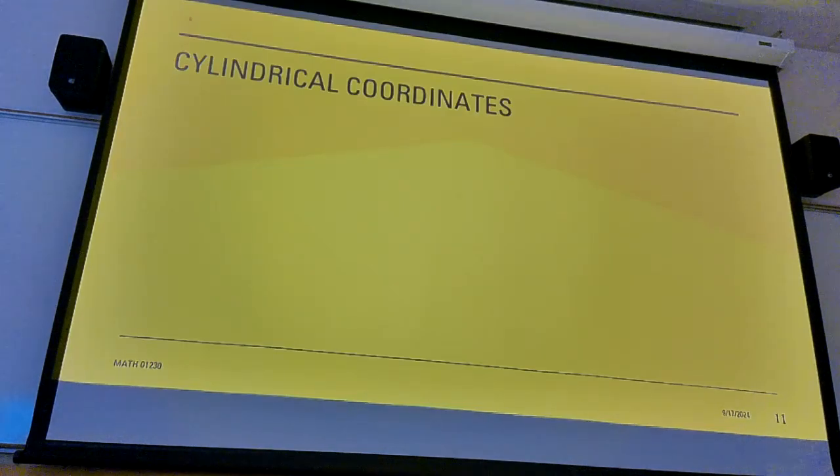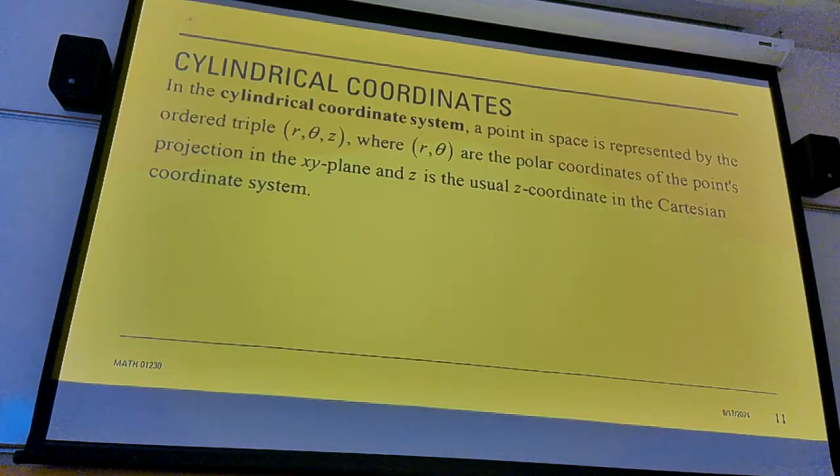So in a cylindrical coordinate system, a point in space is represented by the ordered triple R theta z. The ordered pair R theta are the polar coordinates of the point's projection on the xy plane, and z is just the standard z coordinate in Cartesian or rectangular.